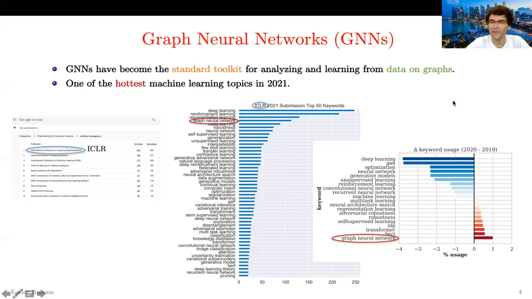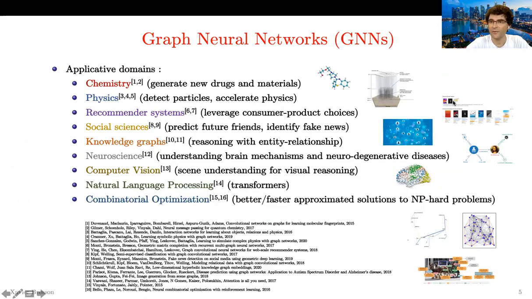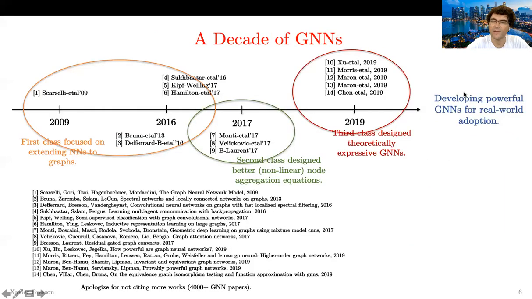So graph neural networks have become the standard toolkit for analyzing and processing data on graphs. This is one of the hottest topics this year in the community. The success of graph neural networks is due to their flexibility to adapt to diverse domains like chemistry, physics, recommender systems, social sciences, knowledge graphs, neuroscience, computer vision, NLP, and combinatorial optimization. There has been a decade of developments of graph neural network architectures for real-world adoption of these new techniques.